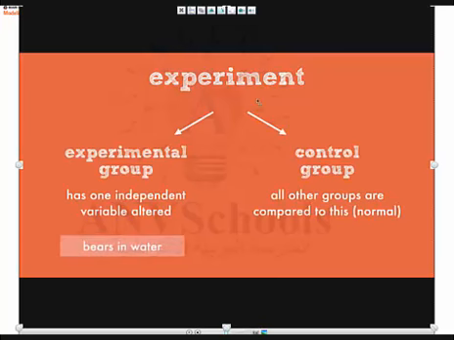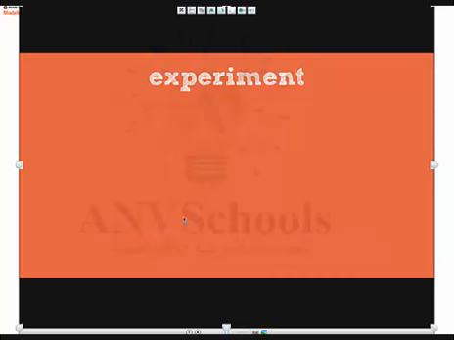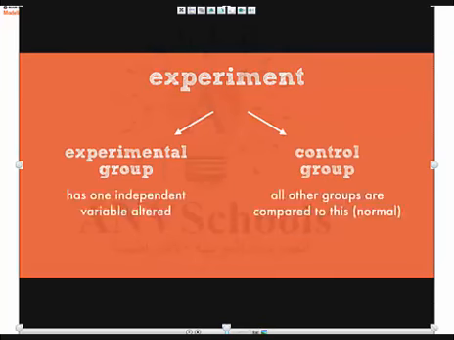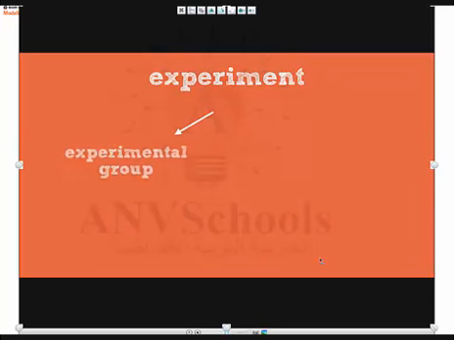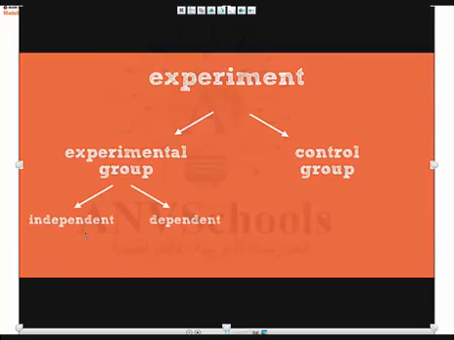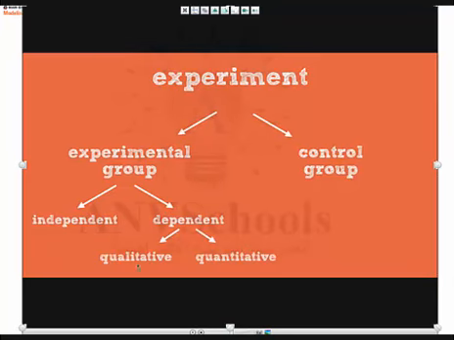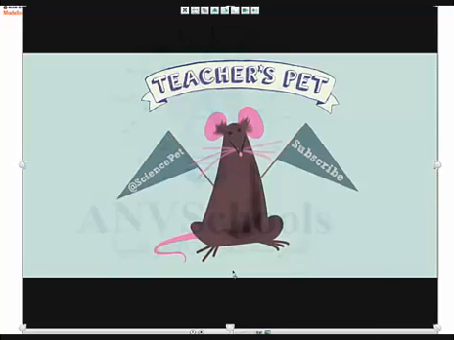So experiment. The experimental group has one independent variable altered. And the control group, all the other groups are compared to this normal. So there will be nothing carried out here. So experimental group, control group, independent, dependent, quantitative, correlative.